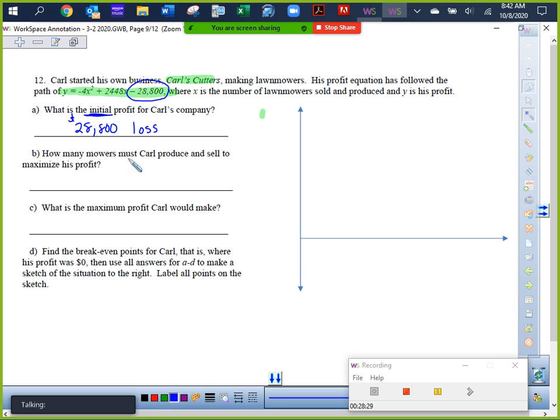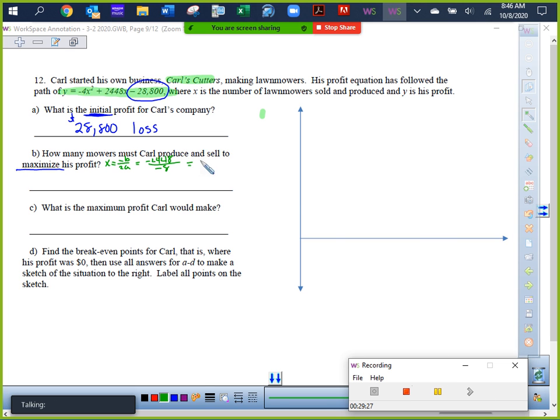How many mowers must Carl produce and sell to maximize his profit? When they mention maximum, do we want to find the y-intercept, the vertex, or the x-intercept? Let's do the vertex. Is this in standard form or in vertex form? Standard. So I didn't give you much room to do it, so we'll just do it right here. X equals opposite of B over 2 times A. Please find the x value of the vertex.